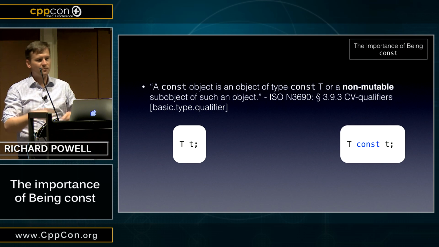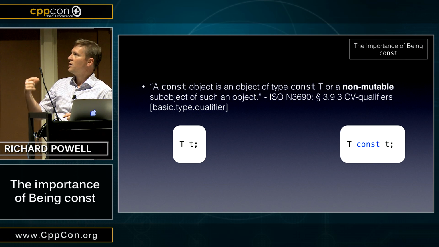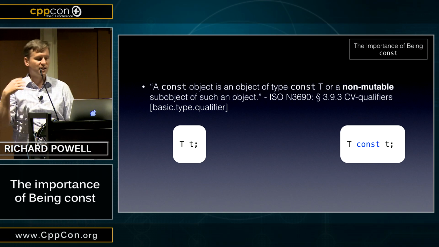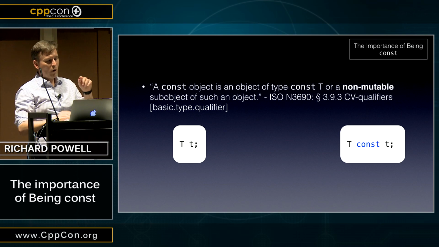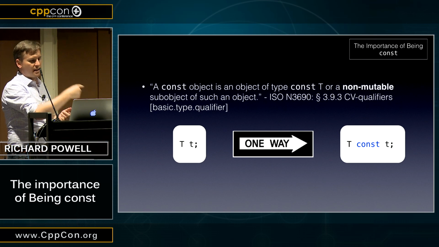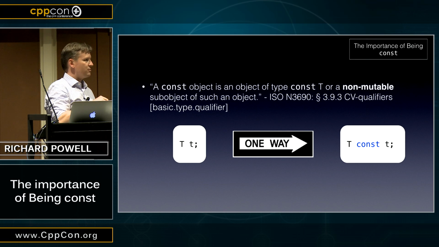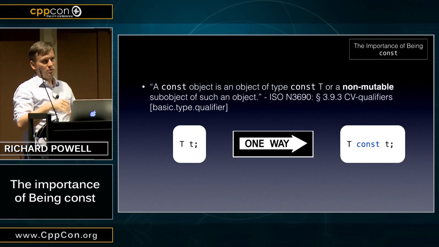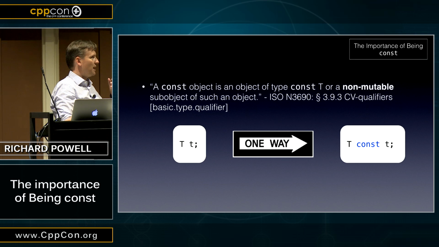So let's pick apart that statement again. A const object is an object of type const T, or a non-mutable subobject of such a type. That's one of the statements I said. And also, once an object becomes a const object, the compiler is not able to remove the const from that type. It sort of becomes that type. It's a new subtype. That is what that type is. So once you've said this is a const object, the compiler can't remove it.